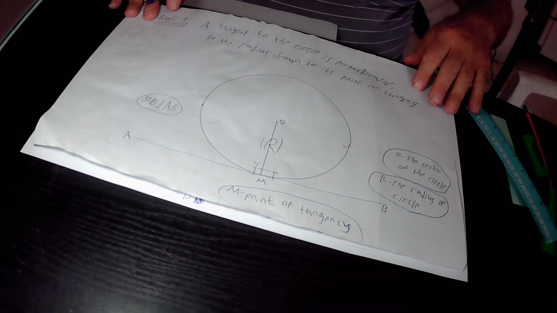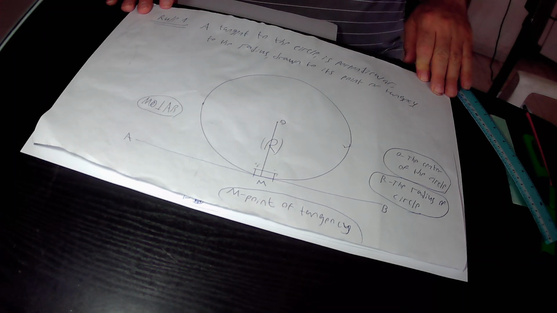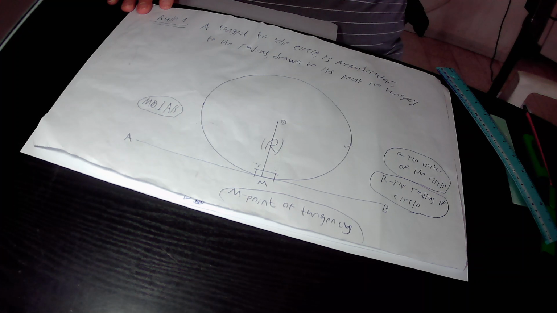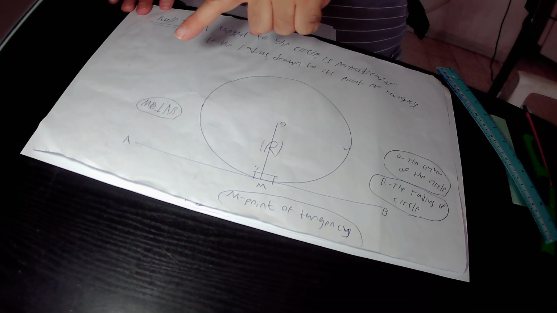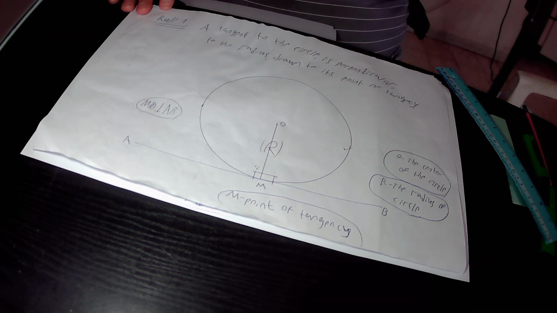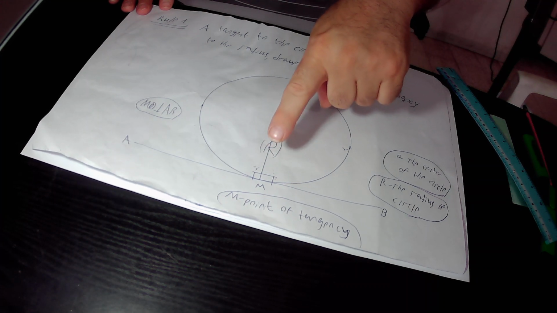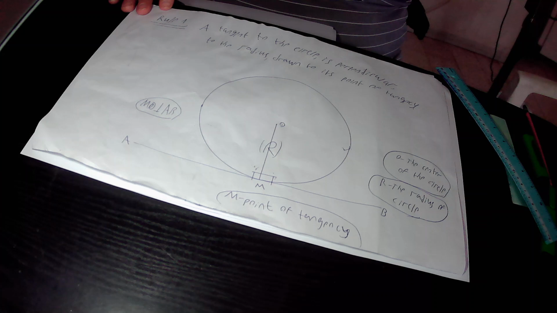According to rule 1, a tangent to the circle is perpendicular to the radius drawn to its point of tangency. So in the drawing we have a circle, and we have the tangent AB. This is tangent AB, that is tangent to this circle at point M. Point M is the point of tangency of tangent AB with this circle.